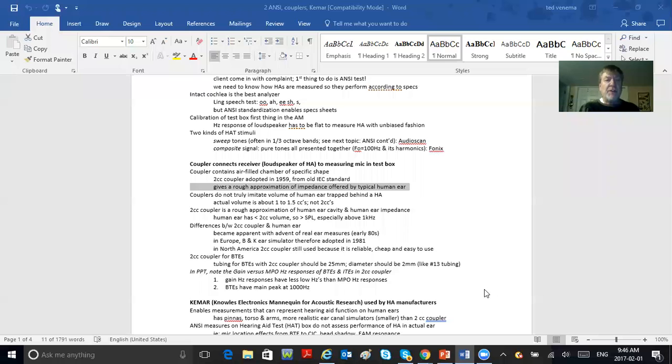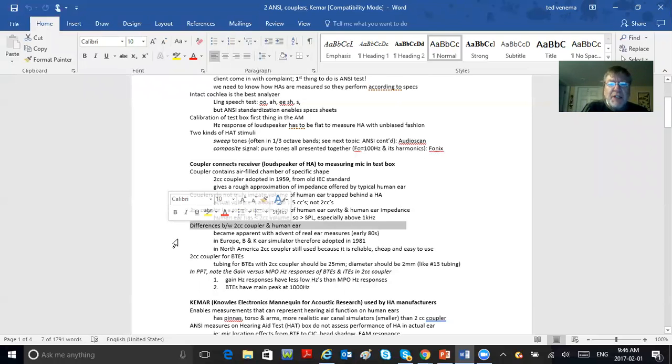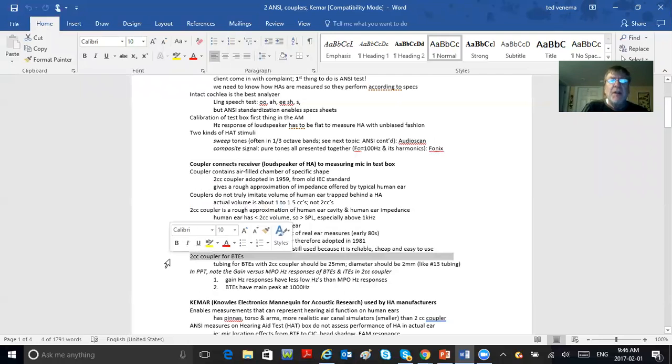So share screen again. Here we go. Looking at your notes, looking at the PowerPoints. Couplers do not truly imitate the volume of the air trapped. The actual volume is 1 to 1.5. The difference between a 2cc coupler and a human ear became apparent in about the early 80s, okay? Basically, the 2cc coupler with BTEs and ITEs looks quite a bit the same. There's just slight differences, and we'll talk about that.